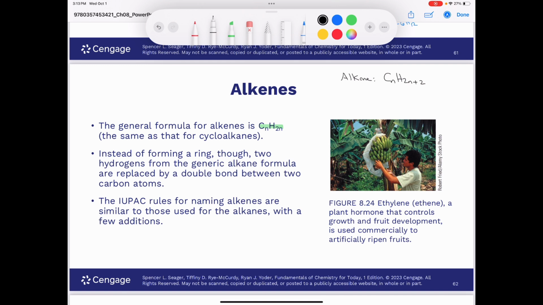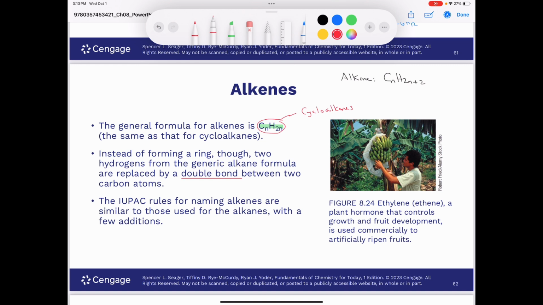So again, instead of forming a ring, 2 hydrogens from the generic alkane formula are replaced by a double bond. What they're getting at here is that you probably remember that this formula, CnH2n, was also used for cycloalkanes, right? Because when you tethered the two ends of alkanes together, you lost 2 hydrogens. But again, when we make a carbon-carbon double bond, we lose 2 hydrogens as well.